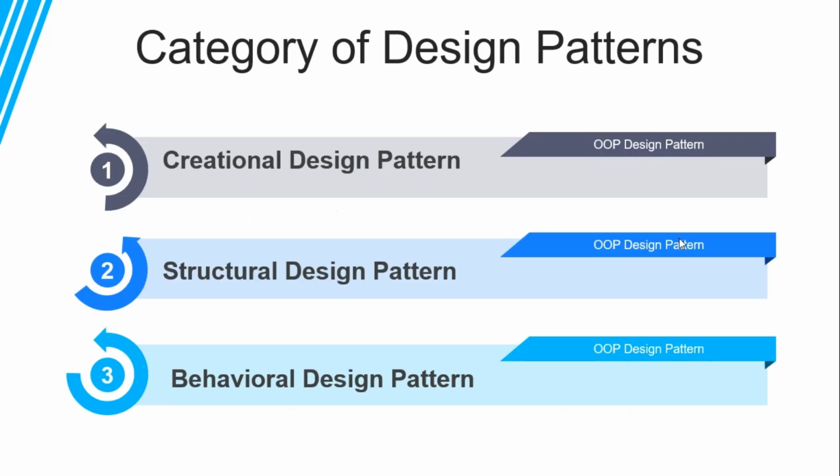So there are categories of design patterns in object oriented programming. First one is creational design pattern, second one is structural design pattern, and third one is behavioral design pattern. In this video we will focus on the definition and the types of the design patterns under these categories.